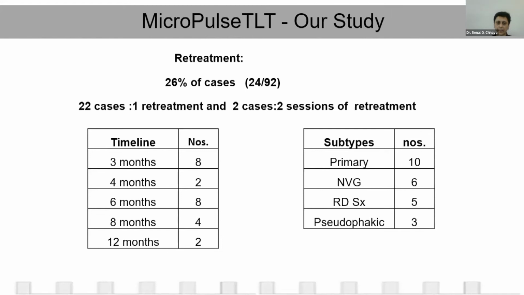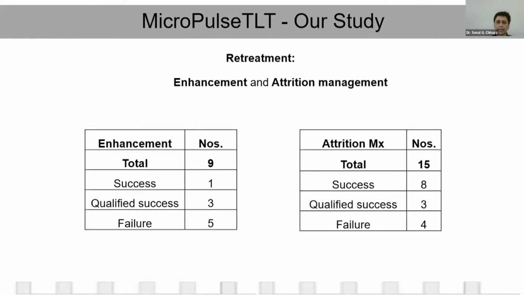Retreatment in our study was 26% of all cases, out of which 22 patients underwent 1 session and 2 cases 2 sessions of retreatment. The timeline ranged 3 months to 12 months post-procedure, and most of the patients underwent retreatment between the 3rd and the 6th month. We categorized retreatment into 2 groups, enhancement and management of attrition.